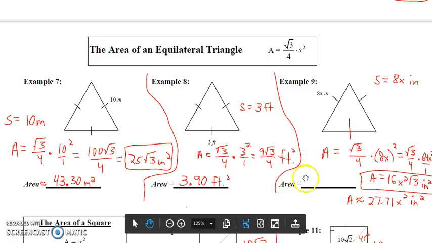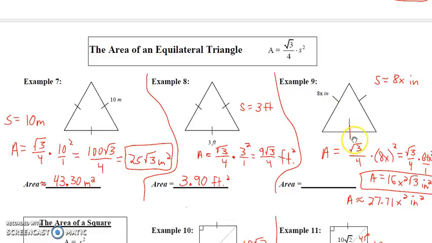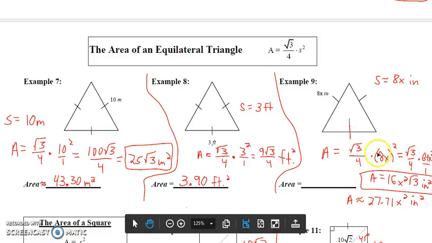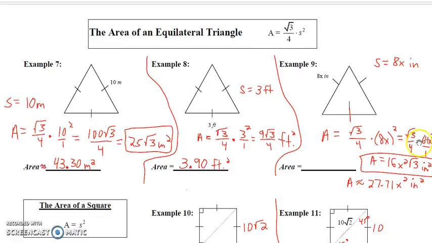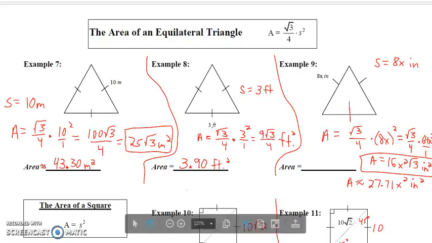And here are just 2 more examples of that formula. Root 3 over 4 times, in this case, 3 squared. That's 9 root 3 over 4. In this case, though, it's a little bit different because it has an x. So it's root 3 over 4 times the quantity 8x, squared. 8x quantity squared is 8x times 8x, which is 64x squared. So it's the square root of 3 over 4 times 64x squared. Well, that's 64 root 3 x squared over 4.